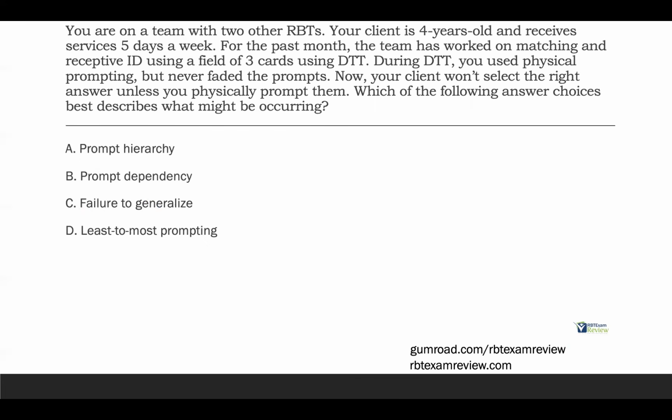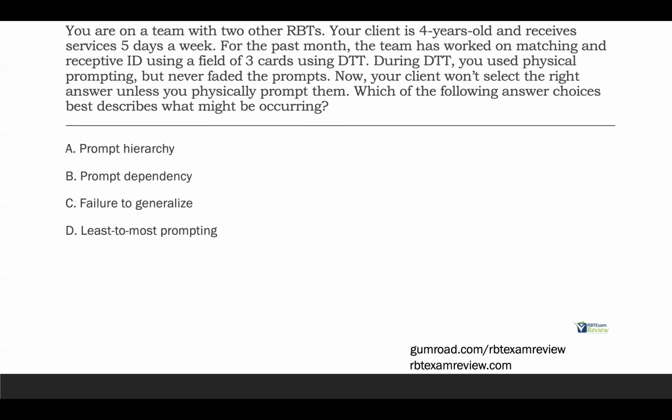Okay, so big issue here, right? What did you fail to do? You failed to fade the prompts. Whenever we're using prompts, we have to fade our prompts, okay? If not, this happens, where your client does what? They wait for the prompts and they won't answer or won't engage in the target response without a prompt.